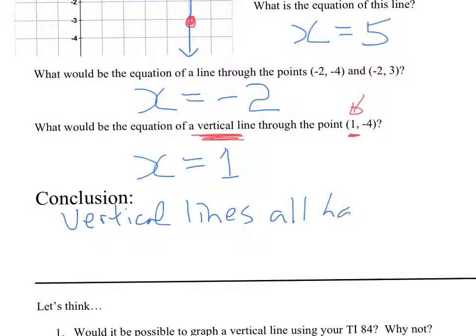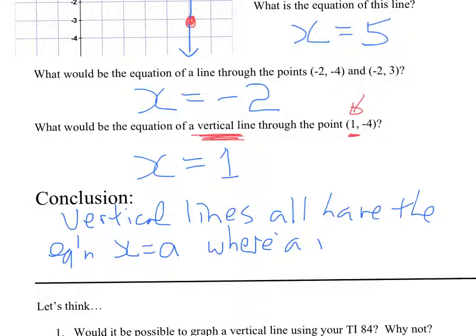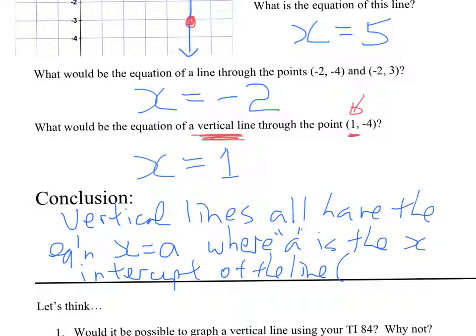So our conclusion here is that vertical lines all have the equation x is equal to a, where a is the x-intercept of the line, i.e. it's the x value of any point on the line. Okay?